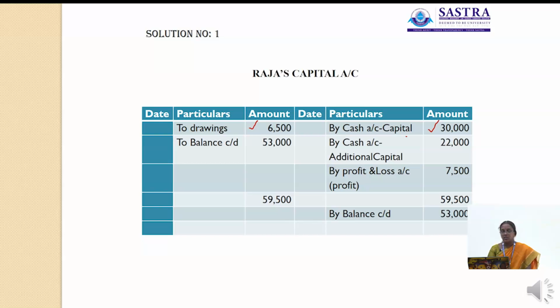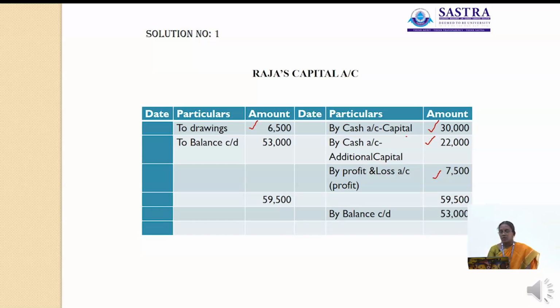Then the next one is additional capital introduced by Raja by cash, rupees 22,000. Then profit for the period is 7,500. So profit and loss account debit to Raja's capital account 7,500. So by profit and loss account 7,500.